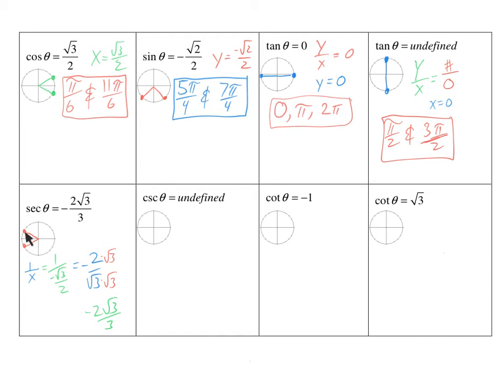Well, this one is 5 pi over 6, and this one is 7 pi over 6. So we have 5/6 pi and 7/6 pi. Those would be my radian measures for those two dots, which get a negative square root 3 over 2 flipped. Kind of tricky. So for this one, I want to know, when is cosecant of theta equal undefined?